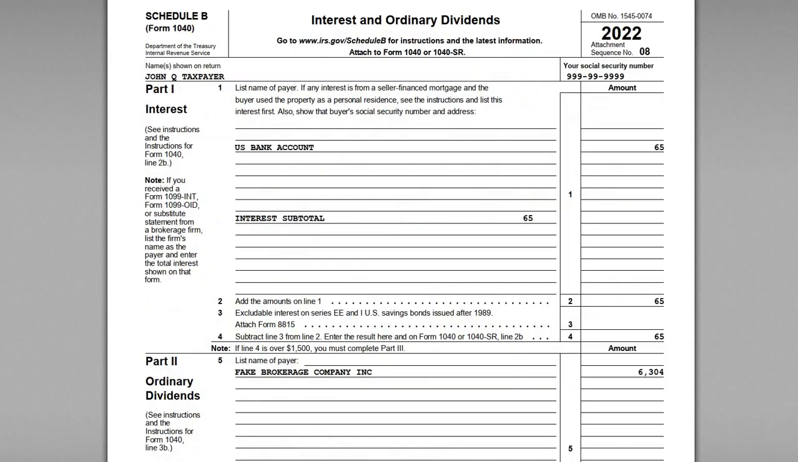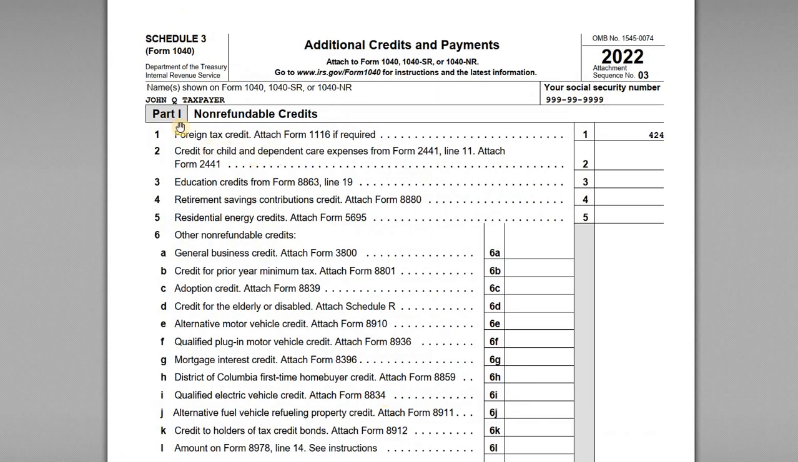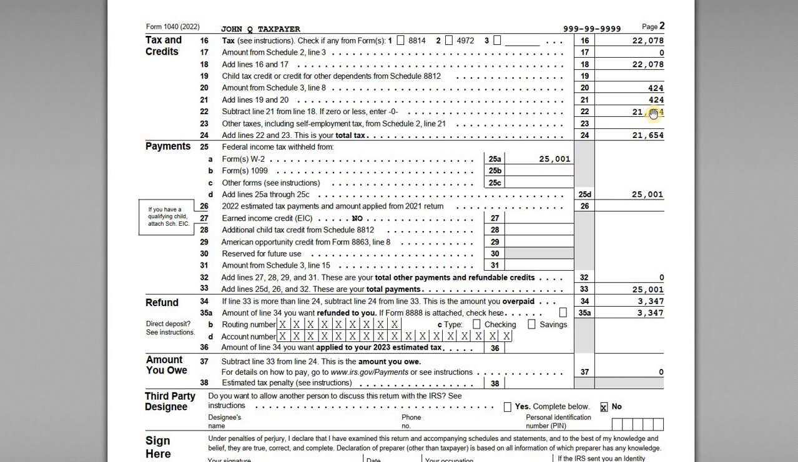And so that's going to be reported up here on Schedule 3. So the foreign tax credit, $424. And then ultimately that's what John is going to report on page 2 of his Form 1040, line 20. So total taxes owed, $22,078. Can reduce it by the FTC amount, $424. And so the net amount of U.S. tax liability he has for the year, $21,654.